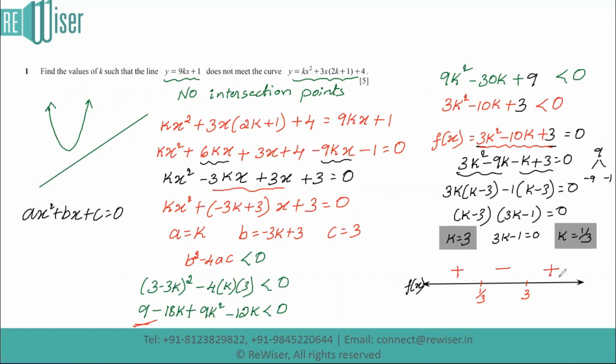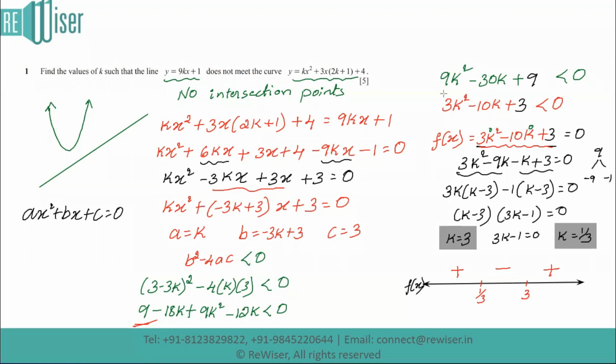The other way of finding this is that we can randomly pick any one value which is less than 1 by 3 and substitute it here. Suppose you pick 0, which is less than 1 by 3. If you substitute 0 in place of k, you will get positive 3. So we are getting a positive result. Now, this is the sign diagram for f of x.